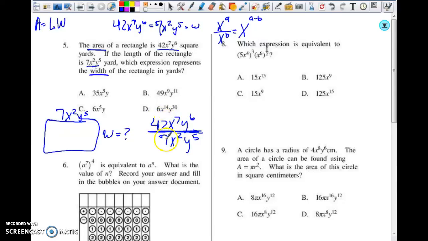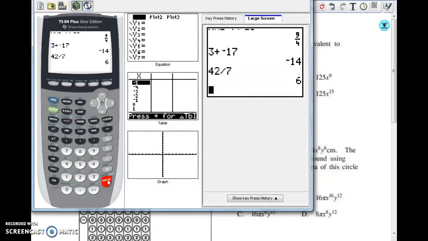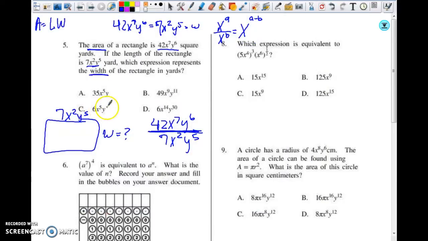So what is 42 divided by 7? 42 divided by 7 gives us 6. So my first number should be a 6. Easy, right? If you have 7 x's at the top, 2 at the bottom, remember the law says we can just subtract: what's 7 minus 2? It should leave me with 5. And if I have 6 at the top and 5 at the bottom, 6 minus 5 leaves me with 1, right? So your answer is C. Okay, so that is easier.